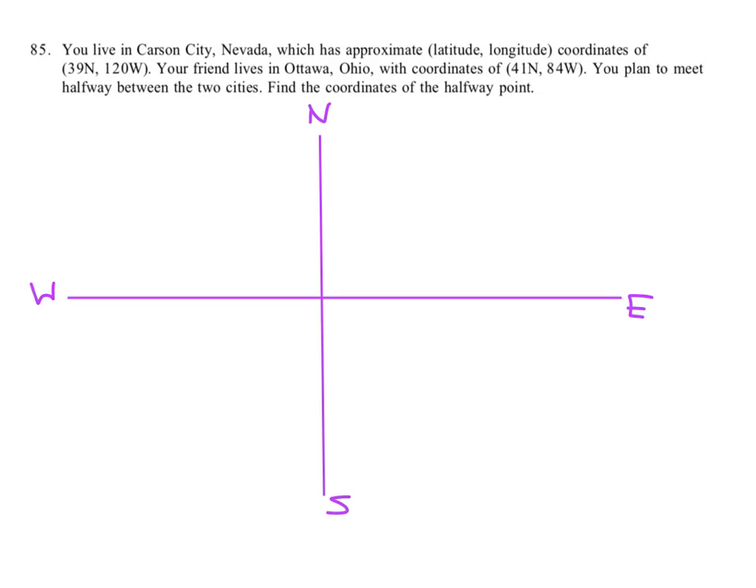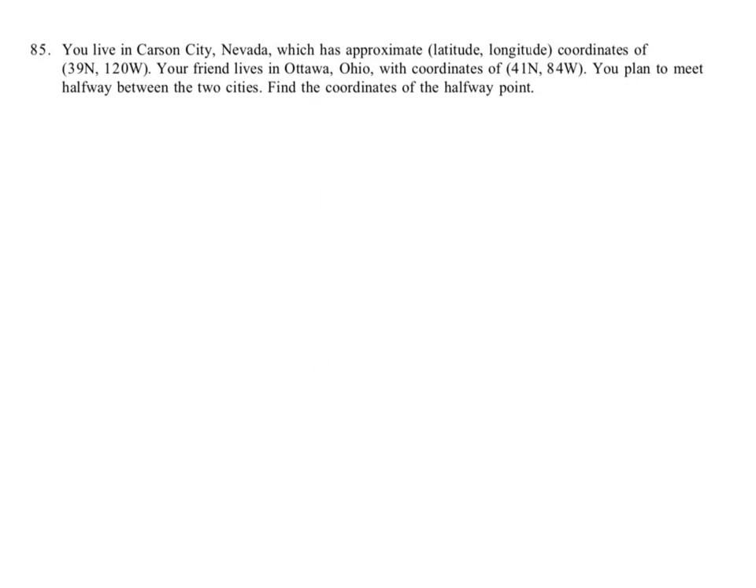Okay, so I'm going to get all that out of here. Now, we can treat these like coordinates. 39 comma 120 for one set of coordinates, and 41 comma 84 for the other set of coordinates.